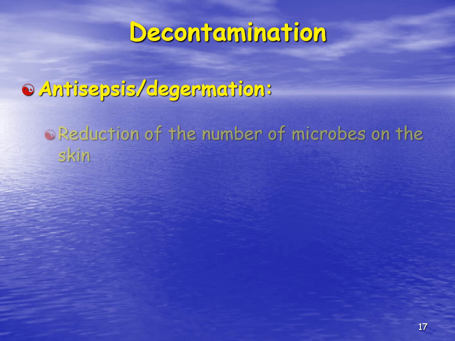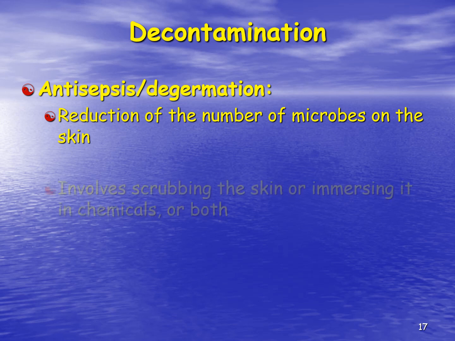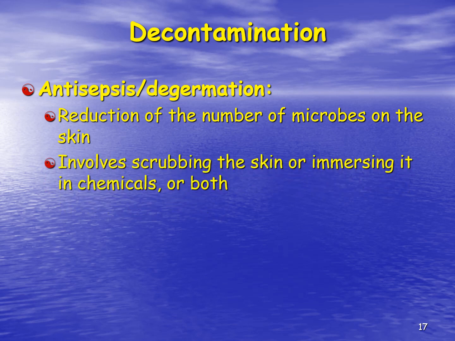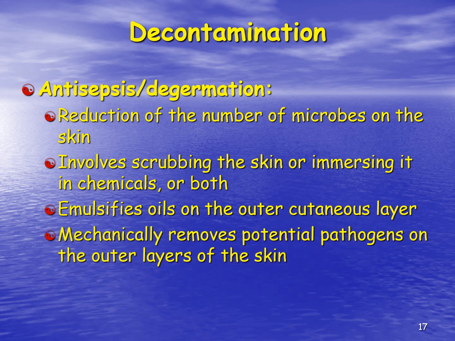Antisepsis and degermination. This really is the reduction of the number of microbes on the skin, and it involves scrubbing the skin or immersing it in chemicals or both. Oftentimes these sanitizers used on the skin will also emulsify the oils in the outer cutaneous layers of the skin, and that will actually help remove the microbes from the surface of the skin. So simply washing your hands with soap and water is the absolute best way to prevent the spread of many contagious diseases.